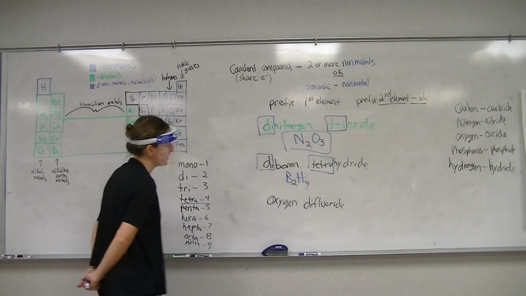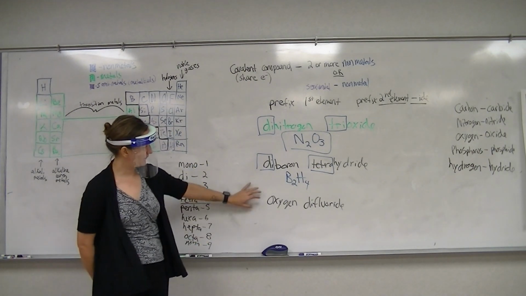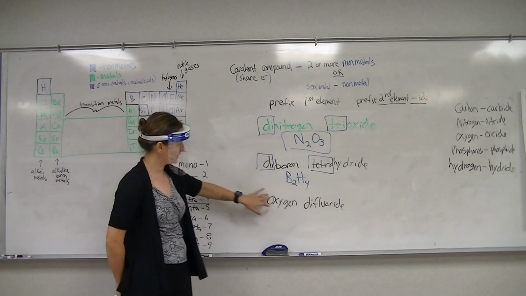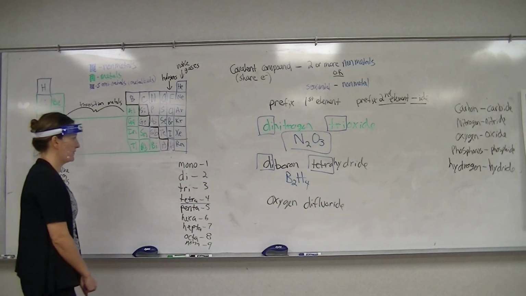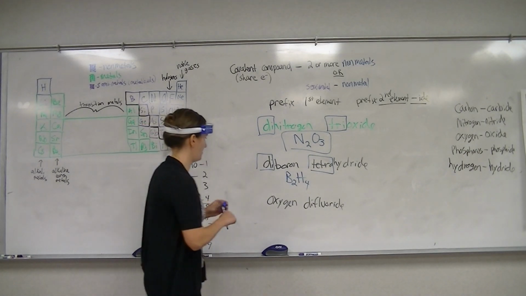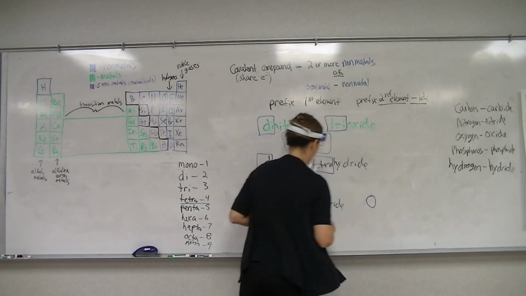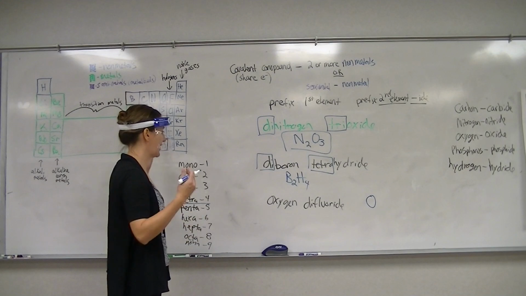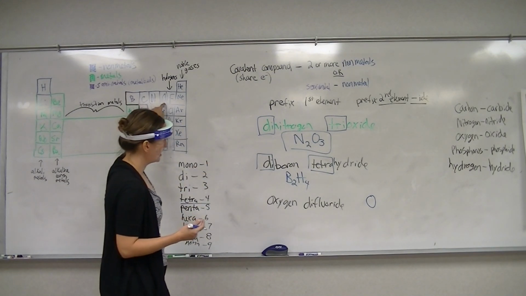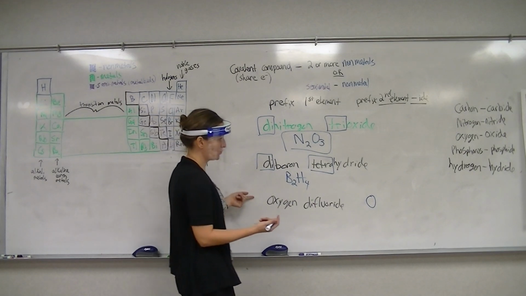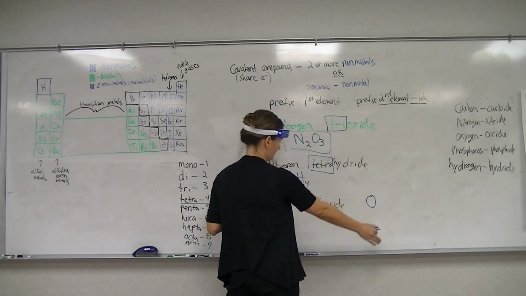All right, now I want to do this last one just because you'll notice the first element name, oxygen, doesn't have a prefix. So if it doesn't have a prefix, how many do you think there are? Just one, right? The absence means there's just one of them. So oxygen is just O, and since there's no prefix, we know there's just one of them, so we don't need to write anything after it.